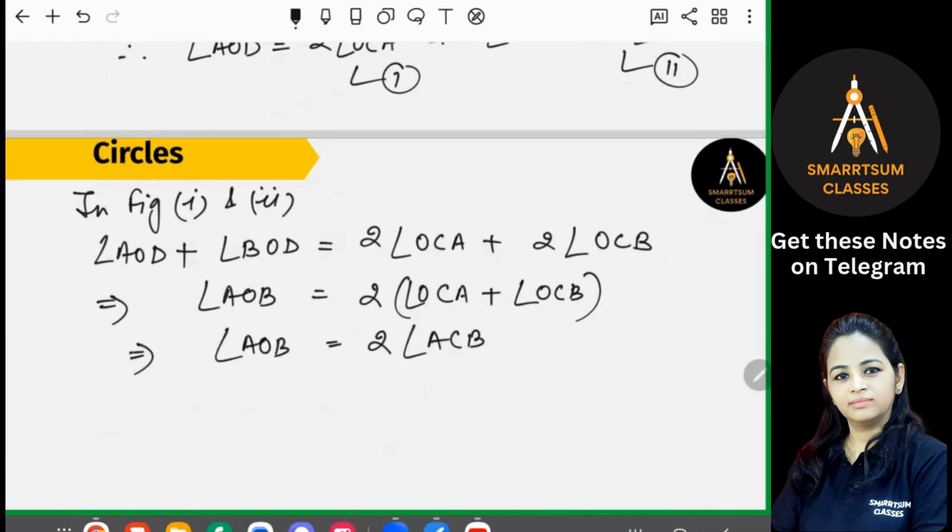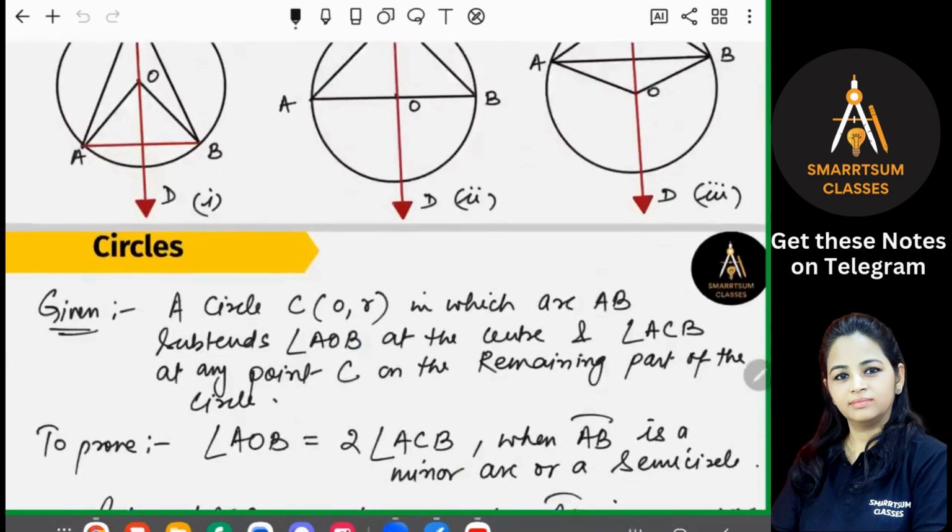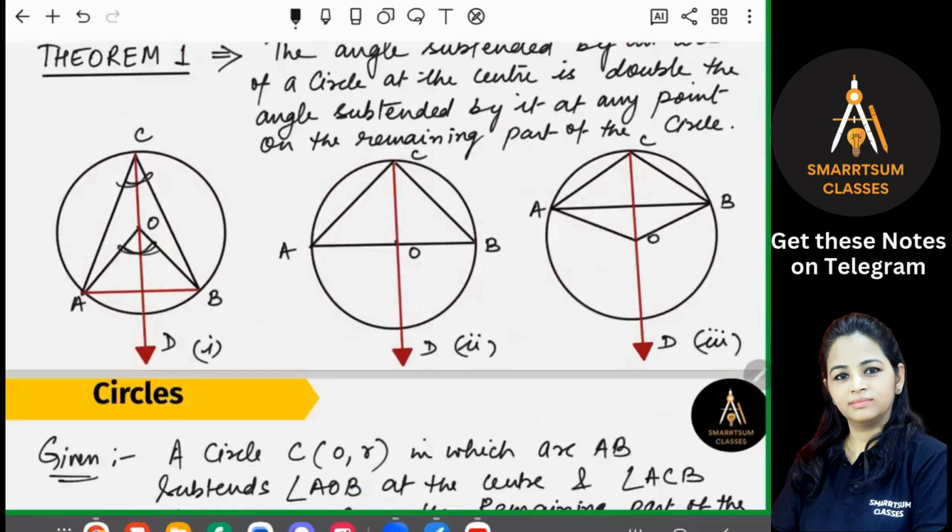right? So in both the first and second case, when the arc is a minor arc and a semicircular arc, we have proved that angle AOB, the angle subtended by the arc AB at the center, is equal to twice the angle subtended by the same arc at any point C in the remaining part of the circle. So angle AOB is twice of angle ACB. Similarly in the second figure, AOB is twice of this angle. In these two figures, we have proved this.